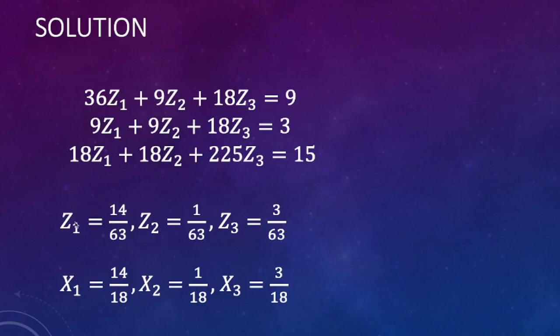And once you have these values for your Z variables, you just sum them up, which is 18 by 63, and then divide each of them by 18 by 63, right? So x1 you will get 14 by 18, x2 you'll get 1 by 18, and x3 you'll get 3 by 18, right? So this is the final answer.